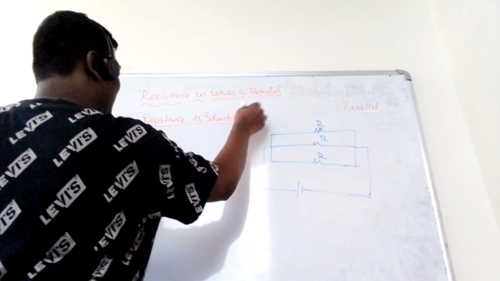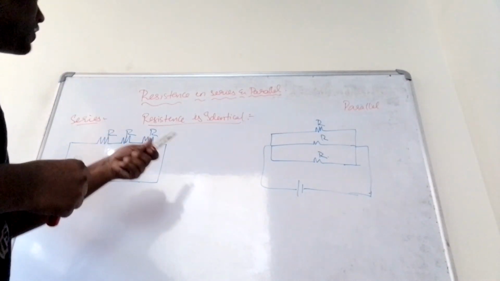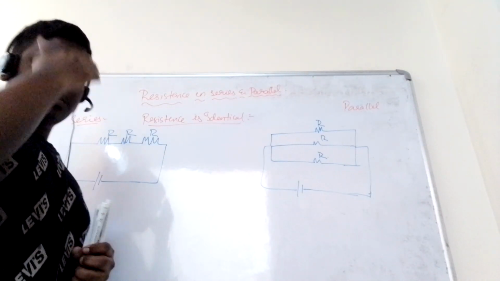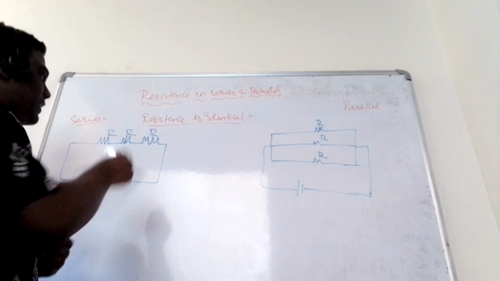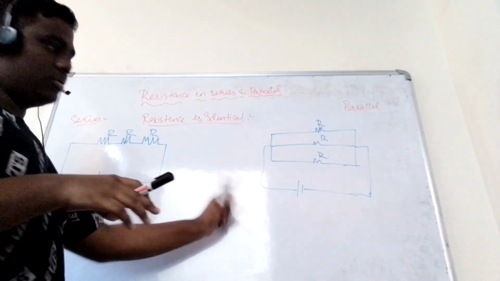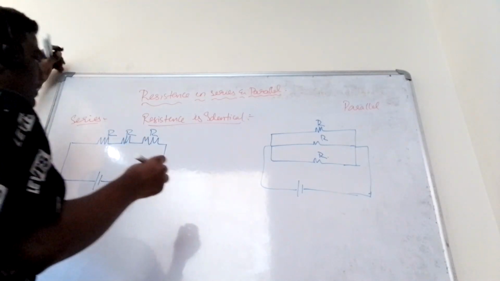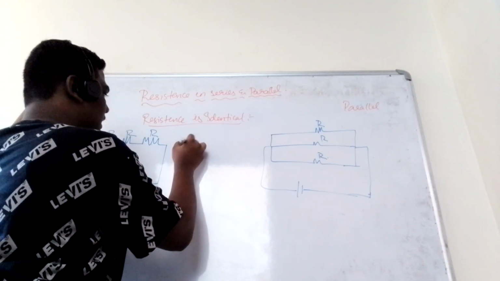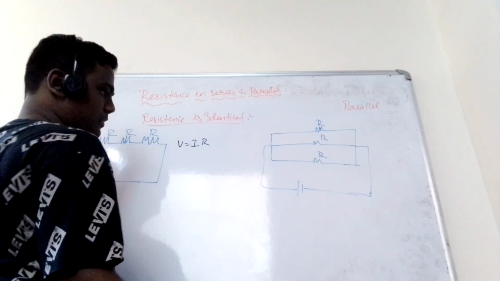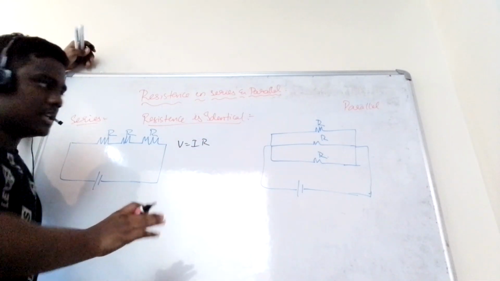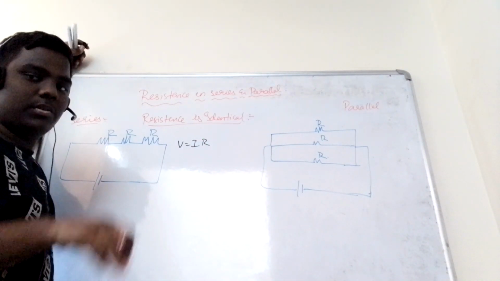Okay, resistance is identical means all the resistances are the same. Now let me derive the formulas for both the cases. We know very well the basic formula, that is V is equals to IR. This is the basic formula in the current electricity chapter. V is equals to IR.